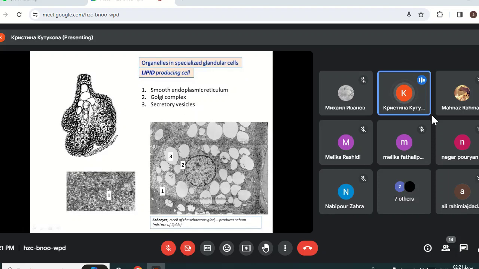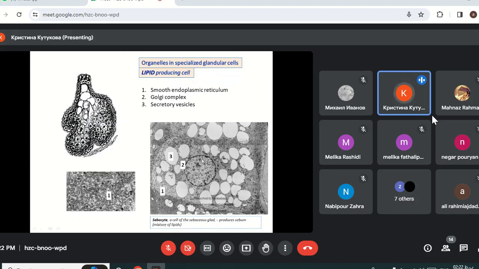So this is the sebocyte, a cell of the sebaceous gland. Sebaceous glands are located everywhere in our skin, and they produce sebum, which is a mixture of lipids, which make our skin fatty looking, and also make our hair, which grows from skin, also fatty looking.